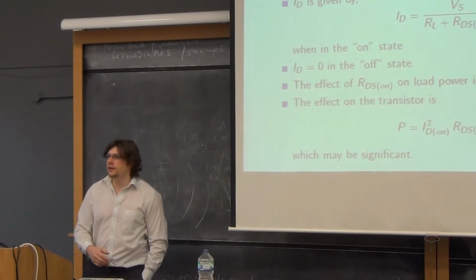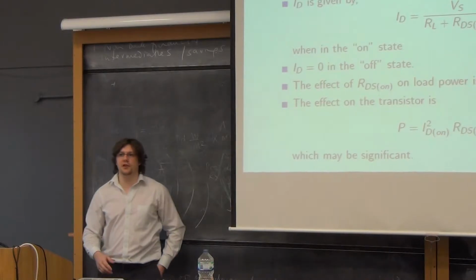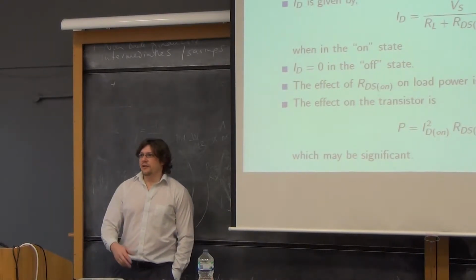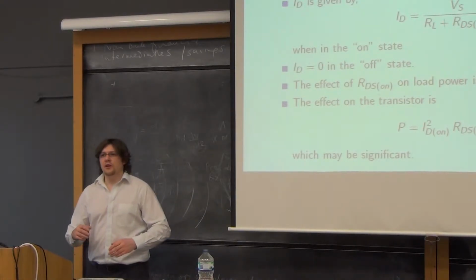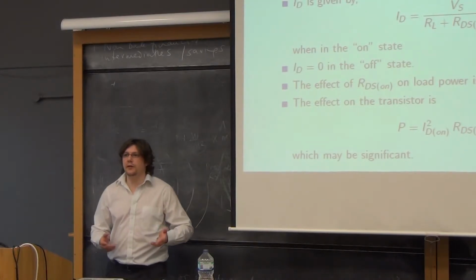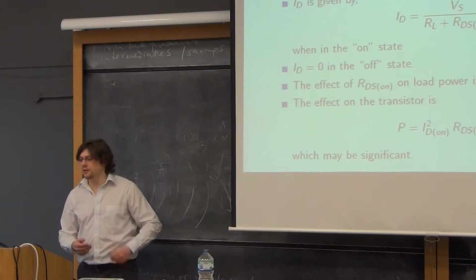In the switched off state, the transistor looks like an open circuit. There's practically no current flowing. ID is 0. Vs is dropped across all of the transistor, and there is no voltage across the load, so there's no current in it, no power dissipating in the load, no power dissipating in the switch.